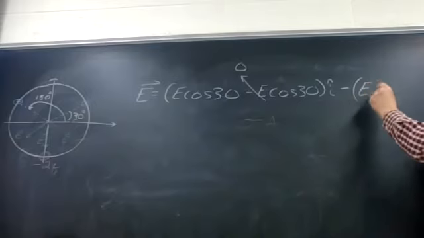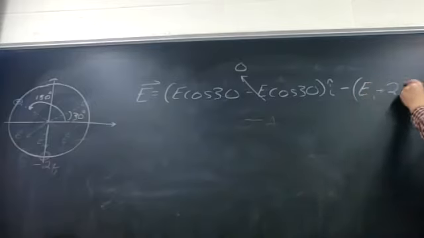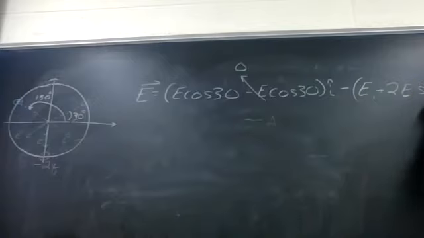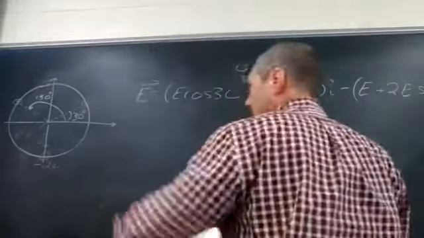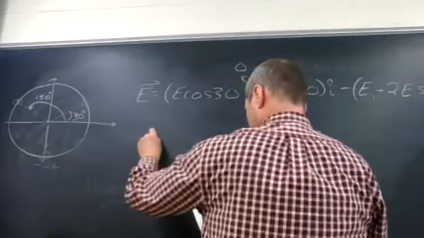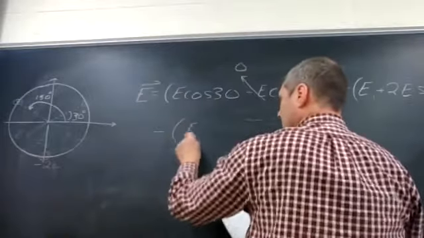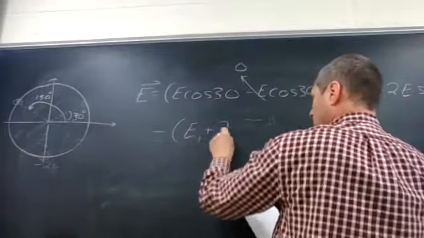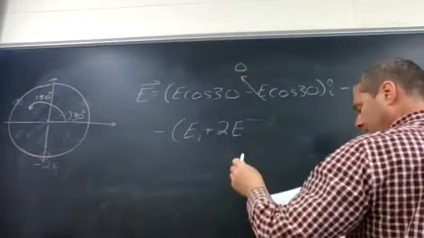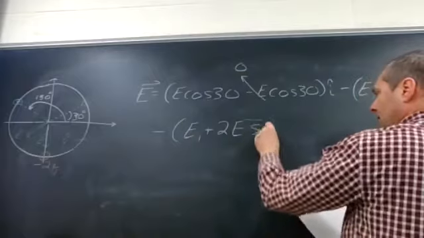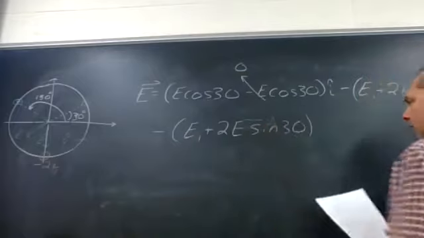E1 plus 2E sine 30 degrees J. So that's going to take care of those two. Now we have to deal with this last one. Minus E1 plus 2E, the reason 2E is that we have twice the charge there, sine 30 degrees.